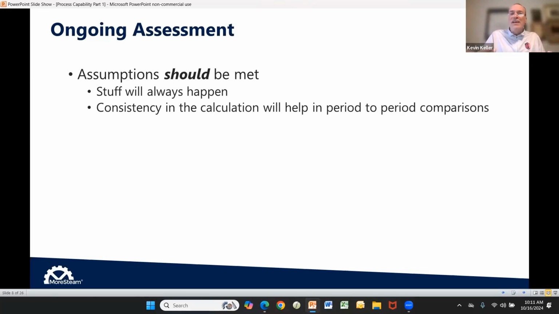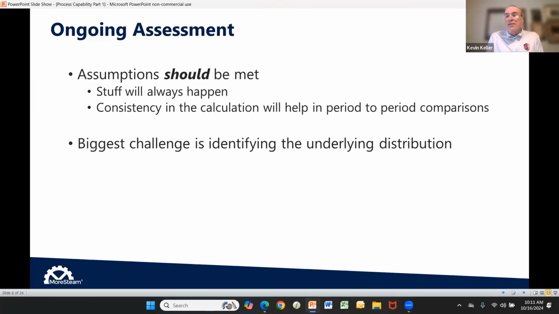And in an ongoing assessment, consistency in how we calculate process capability helps in these period-to-period comparisons. Are we better than we were last period? So if we have outliers and we have a process that's out of control and we just use the same calculation period to period, then the process capability index will go down. Now, is it accurate? Perhaps not, but relative to the previous period, we know we're in worse shape.